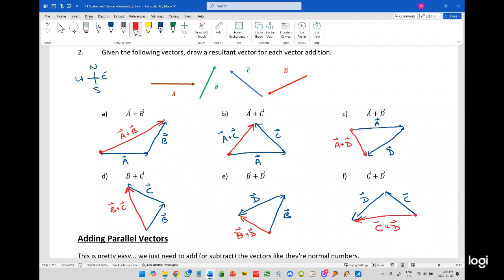Okay, so that's the gist of adding vectors pictorially when we're just trying to draw what they look like. Nothing too difficult as long as we follow the head to tail. And then remember that our resultant vector, in this case all the red ones, are ones that start at the starting point, and the head or the tip of the arrow ends at the ending point.